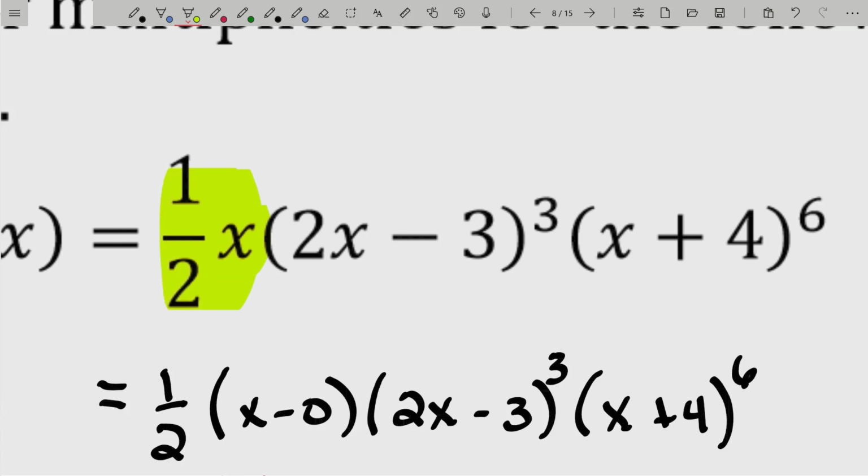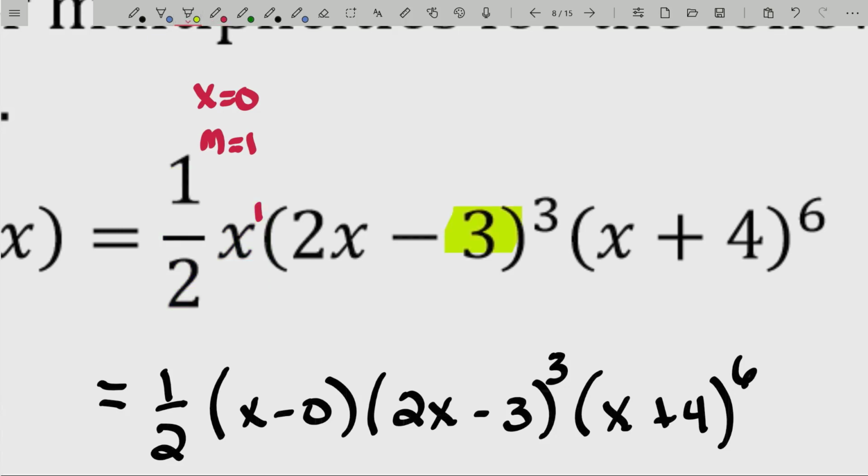So, here's the first factor. What would turn that into 0? Well, that's a pretty easy one to answer. x equals 0. And what's the multiplicity? In other words, what's the power? 1.